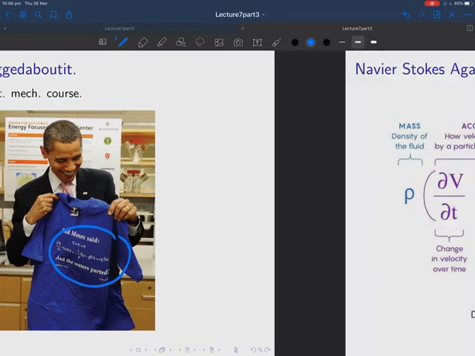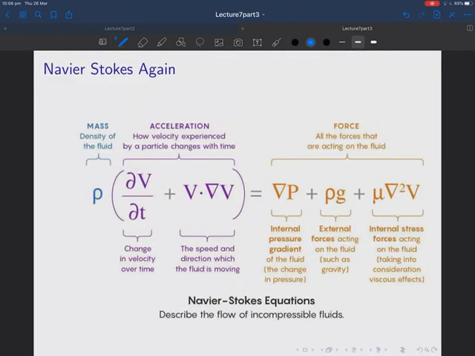So on the next slide, you'll see we've written them down. Here are the Navier-Stokes equations written down in all their glory. But basically, this is just ma equals F. That's all they are, except we've divided by the volume. So there's ma divided by volume and force divided by volume here.